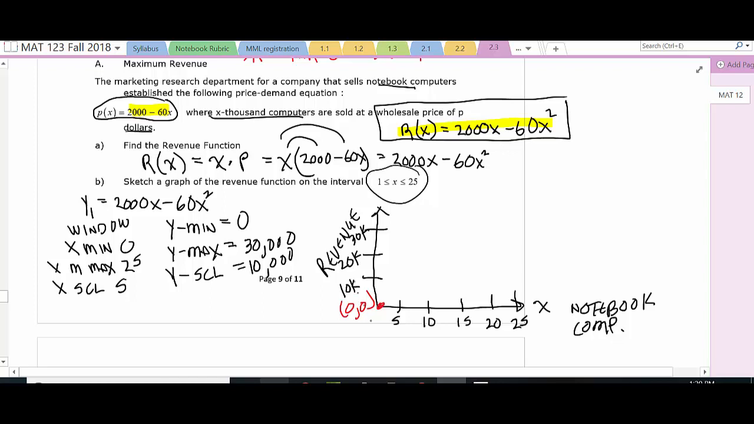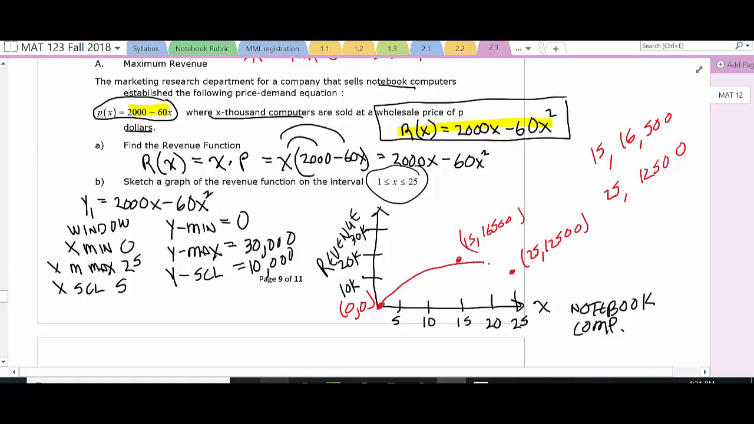Now, let's take a point at maybe 10 or 20 or 15. I'm going to have you trace 15. If I trace 15, I get 15 and 16,500. So I'm just going to go over to 15 and approximate where that goes up like that. That's pretty close to the max. Then I'm going to trace at 25. And at 25, I get 12,500. So I'll put that in like that. You want to label those points, and then this will be 25, 12,500, and then just sketch it in. Okay, that's what I want to see.